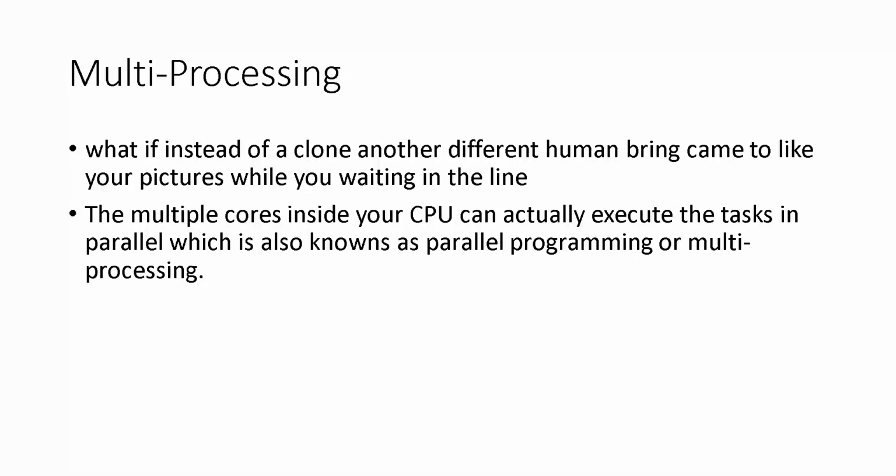But what if instead of a clone, you have a completely new human being helping you out? Let's say it's not a clone, it's just a unique human being. And that is an example of multiprocessing. It's not a clone, and you're not actually just doing the tasks by yourself. Another completely different human being is coming and helping you. So that is an example of multiprocessing.